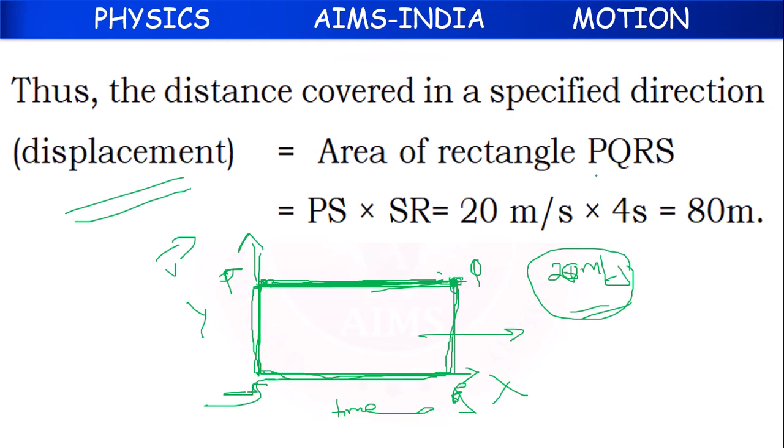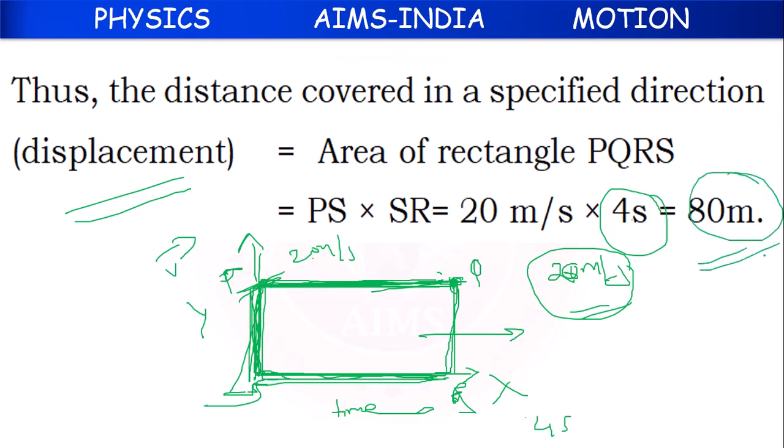Here the area of the rectangle means length into breadth. So PS into SR, where PS is the value of velocity, which is 20 meter per second at point P, and SR is the time interval. In the question they have given a time interval of 4 seconds. So 20 into 4 is equal to 80 meters. 80 meters is the displacement covered by the body.